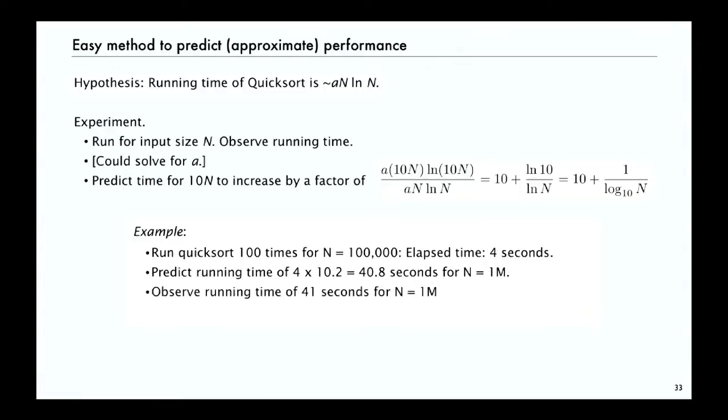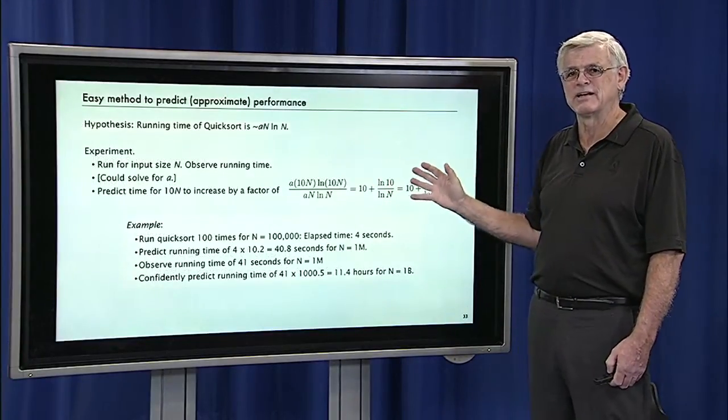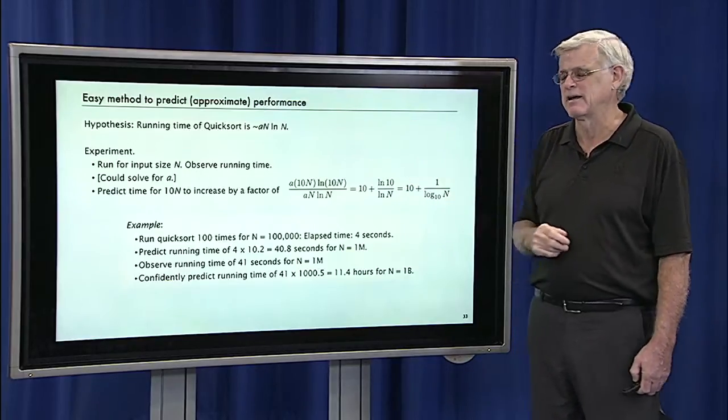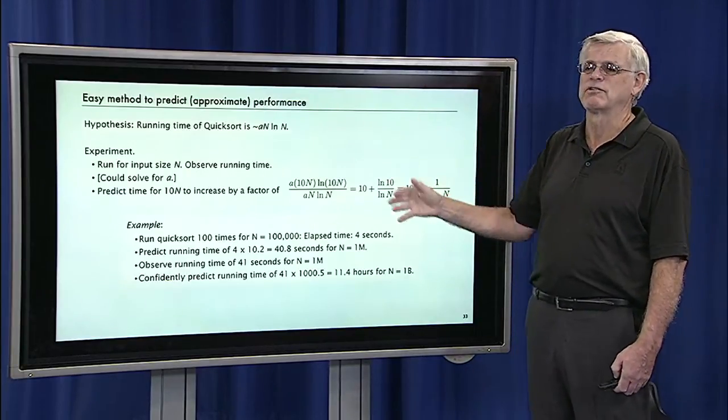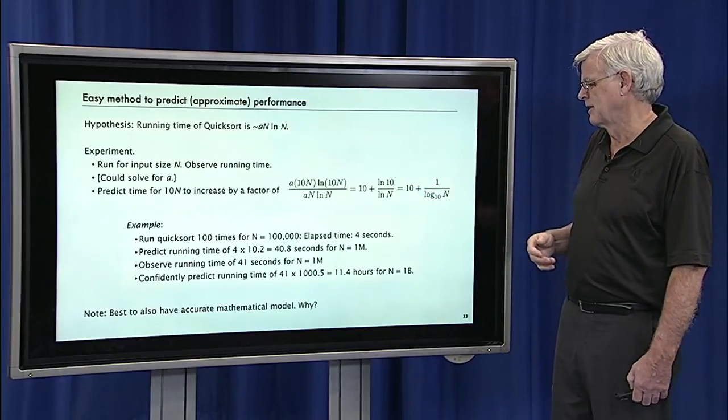It takes a little bit longer. It takes 40 seconds, and I could observe the running time of 41 seconds. That gives me a lot of confidence to predict how long it would take for 1 billion, which is maybe the problem that I really need to solve. It's going to take 11 hours to solve for 1 billion. And really any programmer can have this kind of understanding of the performance of programs. It's all about getting that first model. If all you're interested in is prediction of running times, it's very powerful.